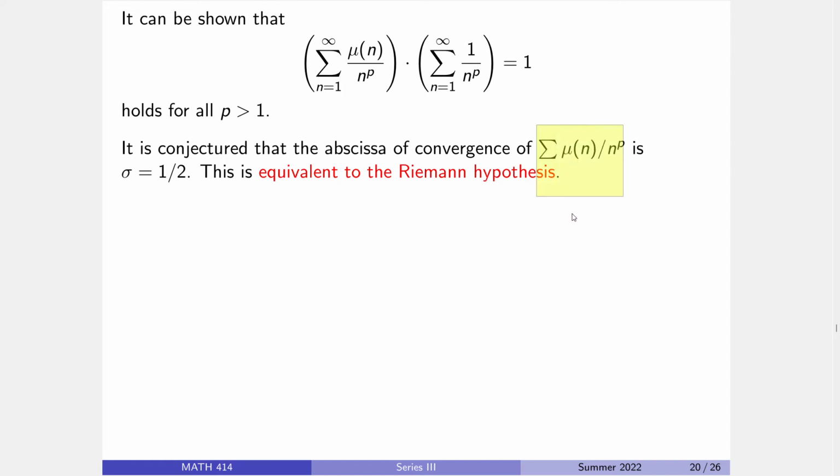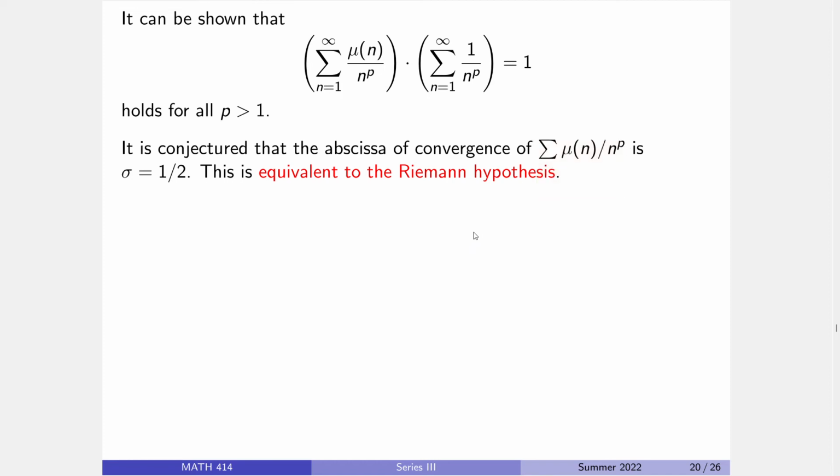Just gotta figure out when the series converges, and we want the p-value to go down to 1/2. There you go. I remember I first read this in an analysis textbook. I think I've referenced it: Abstract Analysis by Andrew Gleason. When he was talking about series, he offhand mentions, oh, by the way, this is equivalent to the Riemann hypothesis. And I was like, what?